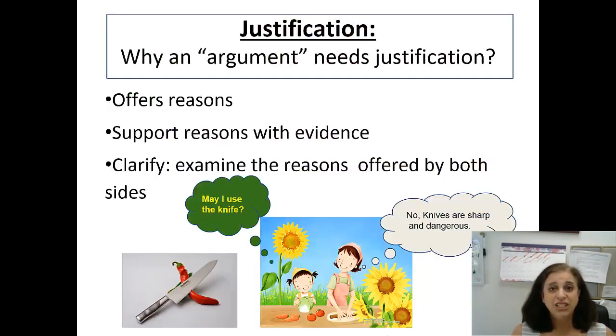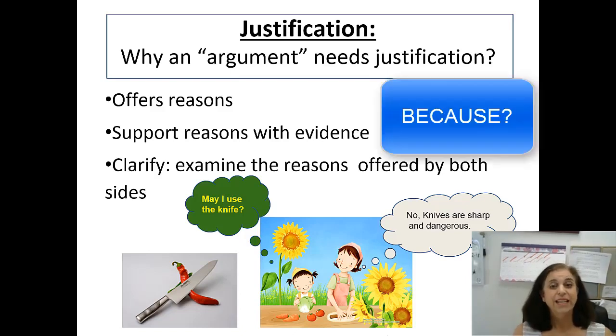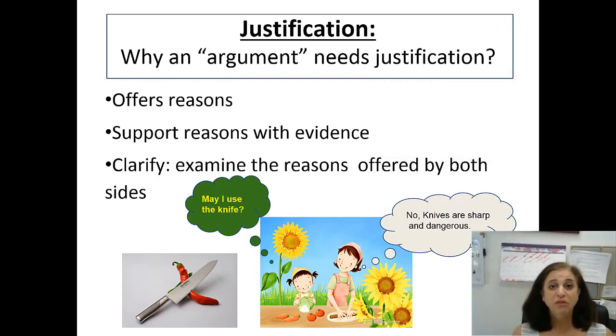Why does an argument need justifications? Because when you're persuading, you should offer reasons. It's always the answer to because. And you support your reasons with evidence. It's a form of clarification that examines the reasons offered by both sides.